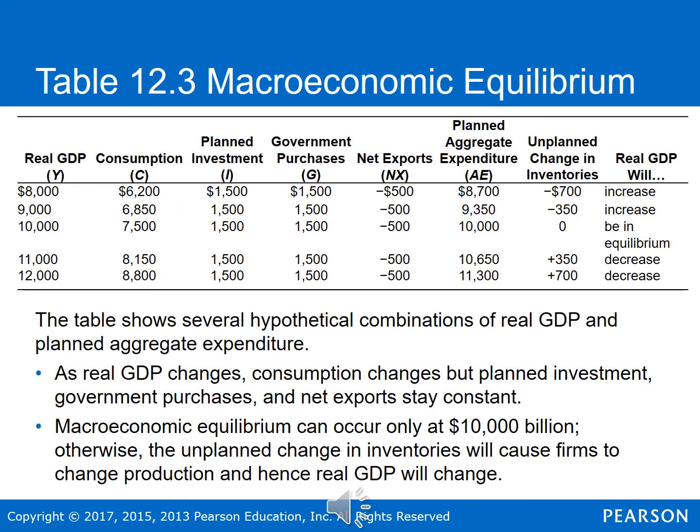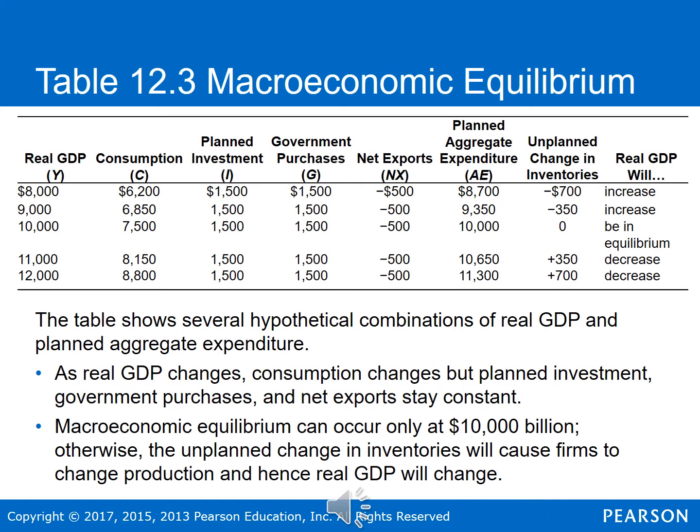Now this table, 12.3, shows several hypothetical combinations of real GDP and planned aggregate expenditures. When economists are forecasting real GDP, they rely on quantitative models of the economy. So by exploring this table, we can increase our understanding of the causes of changes in real GDP by considering this simple numerical example. Even though this is simplified, it's going to capture some of the key features that we've explained on the previous slides for the quantitative models that economic forecasters use.